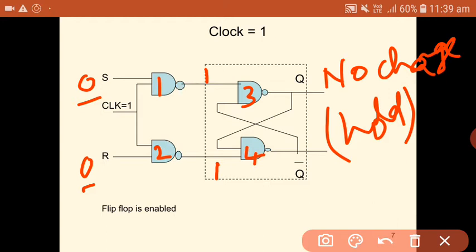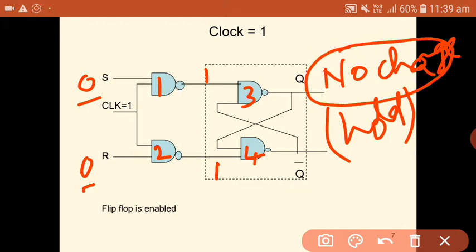Clock is made 1 by default, in order to make the output depend on the different combinations of input. That you have to remember. So for the 0 0 combination of S and R inputs, what will be the output you are getting?